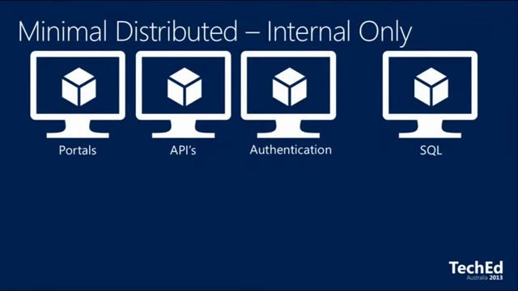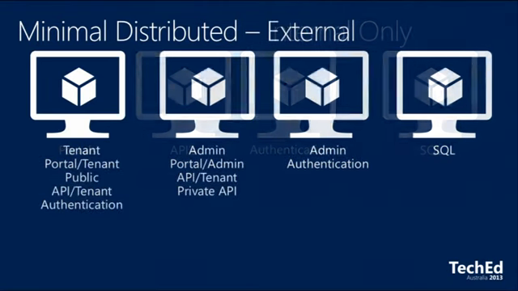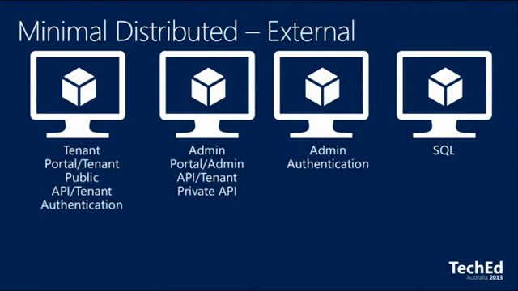If you were going to do an internal install, you might look at doing this kind of thing: have all the portals on one box, have all the APIs in another box, have authentication on another box. That's probably one way to do it. Or if you were doing it external, this is probably what you'd look at. You'd have the tenant portal, the tenant public API, and the tenant authentication sites all sitting on one box, exposed to the internet. Then the admin portal, the admin API, and the tenant private API all sitting inside, with no access to the internet. And same with admin authentication and your SQL box.